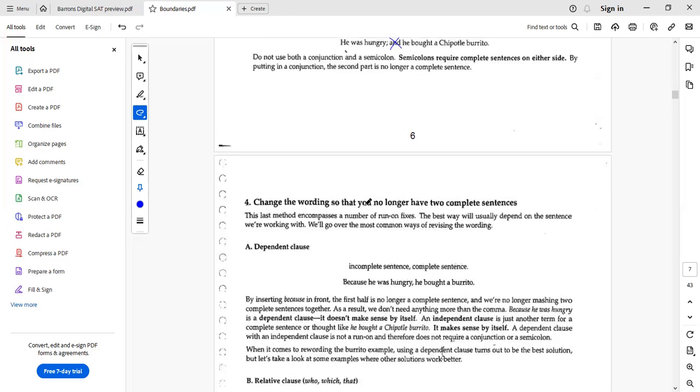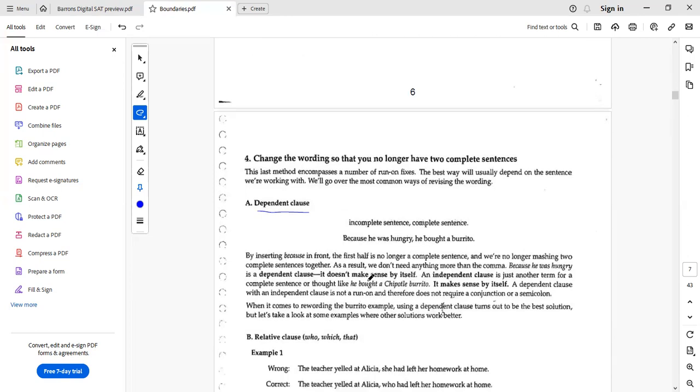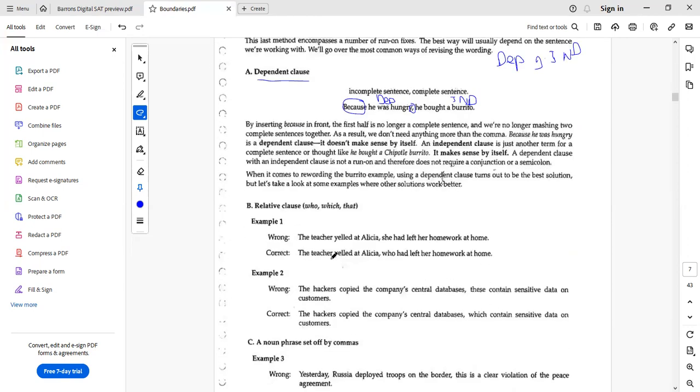Or the fourth case, to change one of them to be dependent. Like he put here, "because he was hungry," dependent. "He bought a burrito," independent. And he put a comma between them because we said before, dependent then independent, always put a comma between them.